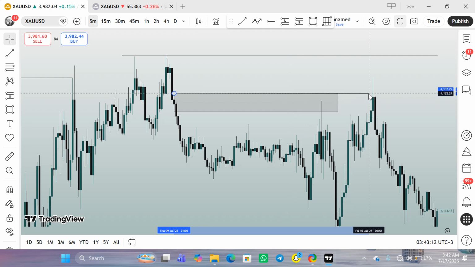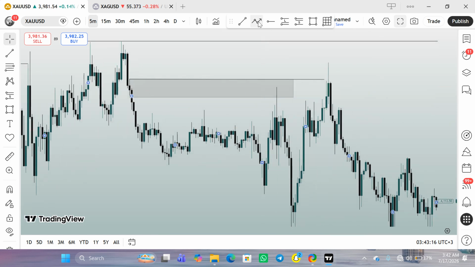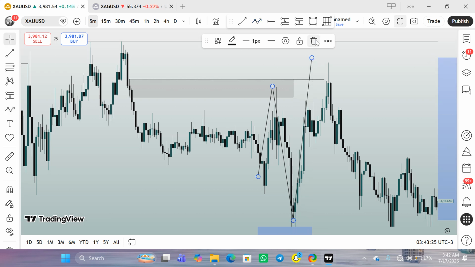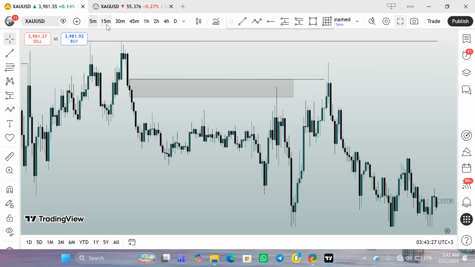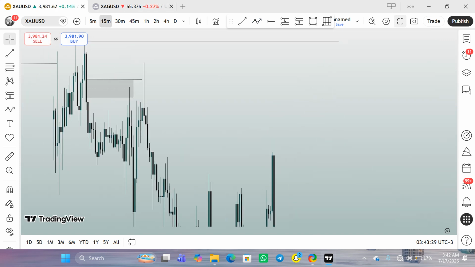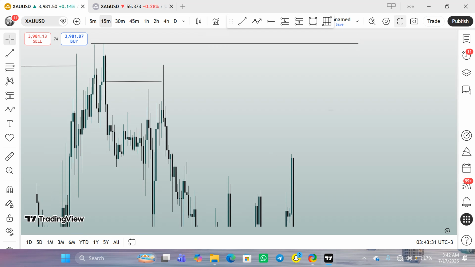So this is it. And you can see price came back in this zone and sold, even breaking a structure. But I want to see price take these traders out. So that was what I wanted.